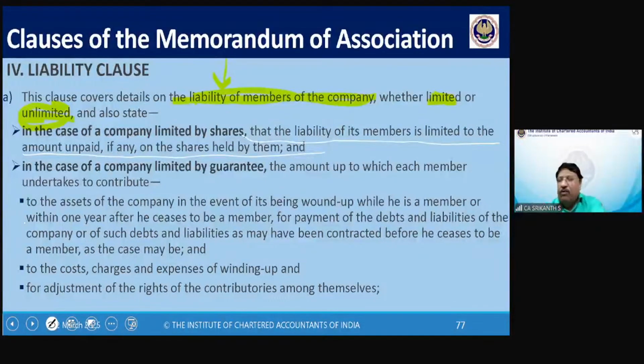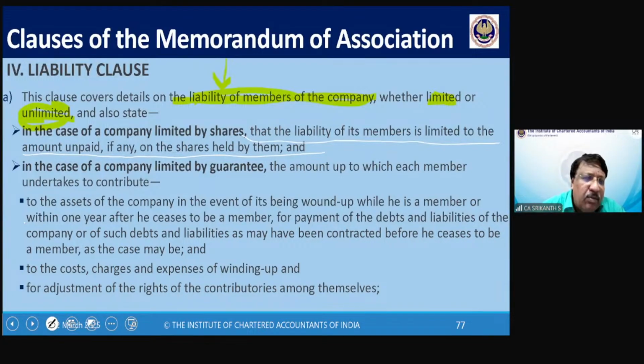So if one of you is asking me, sir, can you give an example of partly paid shares? I'm so happy I can give you the example of Reliance Industries.